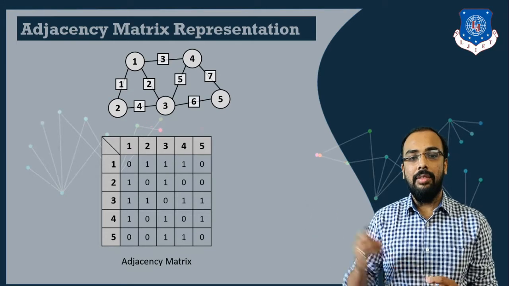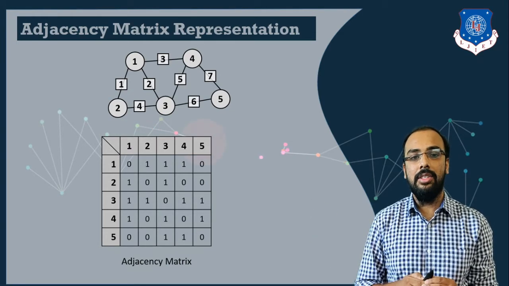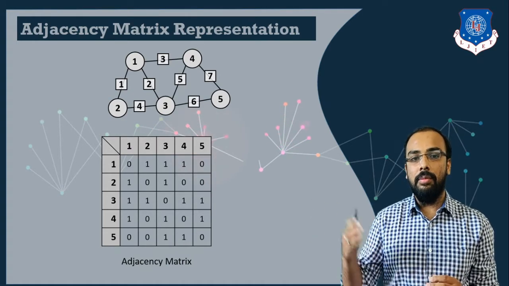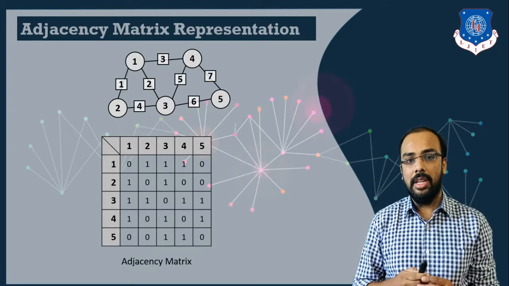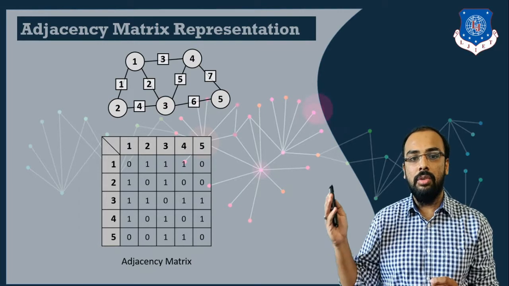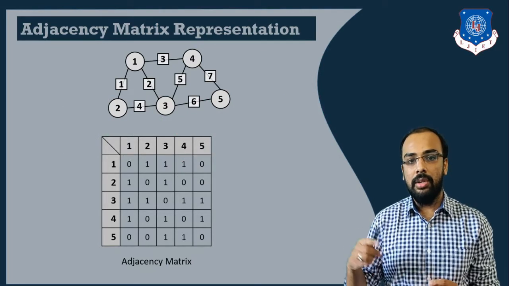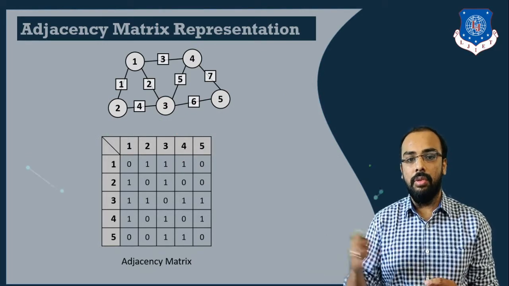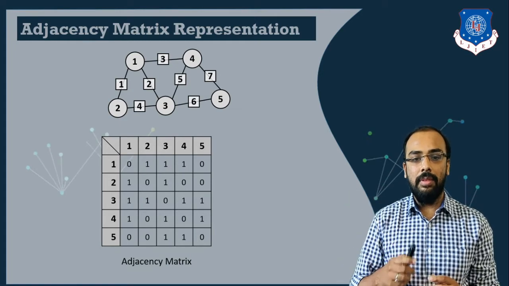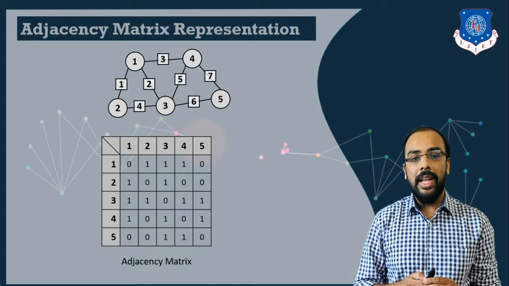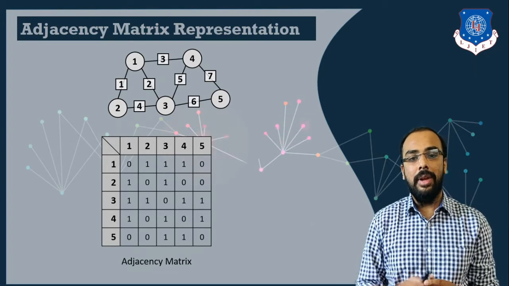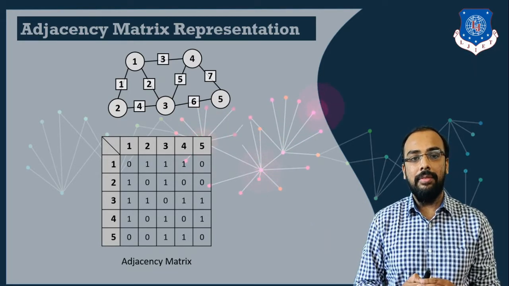Now we will check from which particular node the edge is going. That means we will check from node 1 where the edges are going. If you see the graph, the edges are going from node 1 to 2, to 3 and to 4. At those places we will write 1, else we will write 0. Next we will fill in the entire graph in a similar manner.